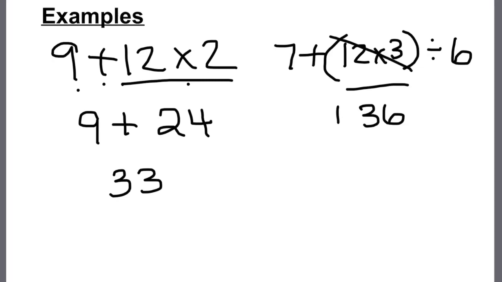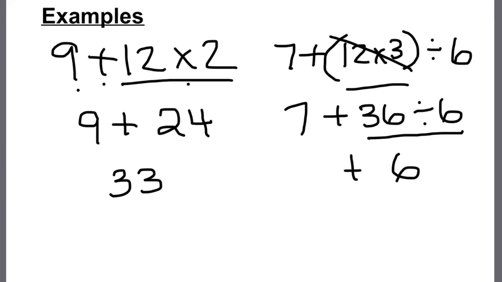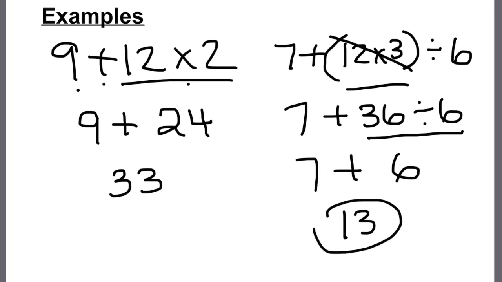So then I'm going to bring everything else from our problem down, and I'm going to think, what do I do next based off my order of operations? We always multiply and divide before we add and subtract. So we're going to divide 36 by 6, which gives us 6. Then I'm going to bring everything else down, and what I'm left with is 7 plus 6, which is 13. So my answer is 13. So that's two simple, basic problems. Let's pause the video and get those two examples copied into your notes.